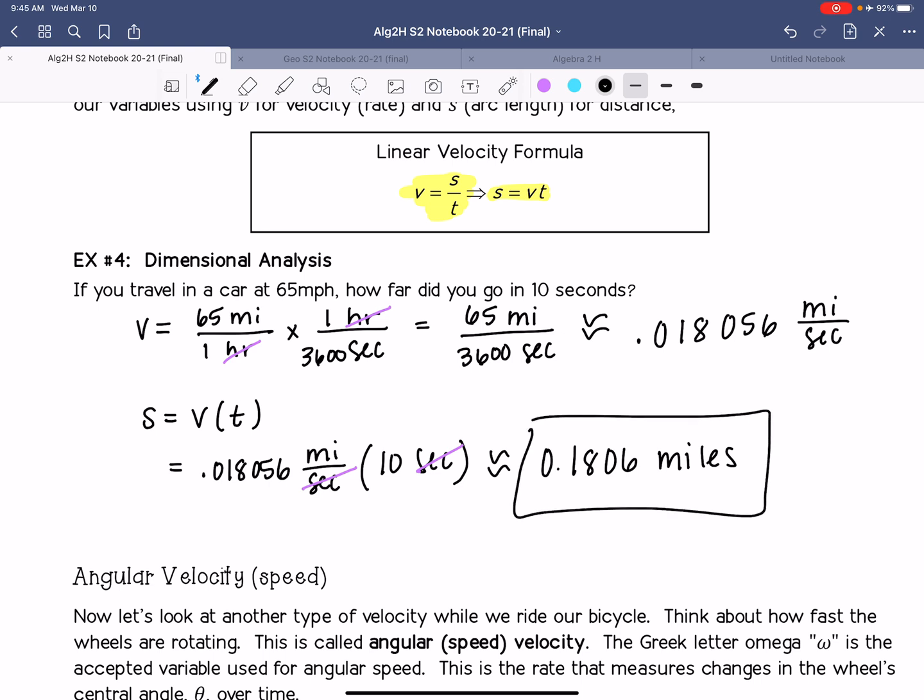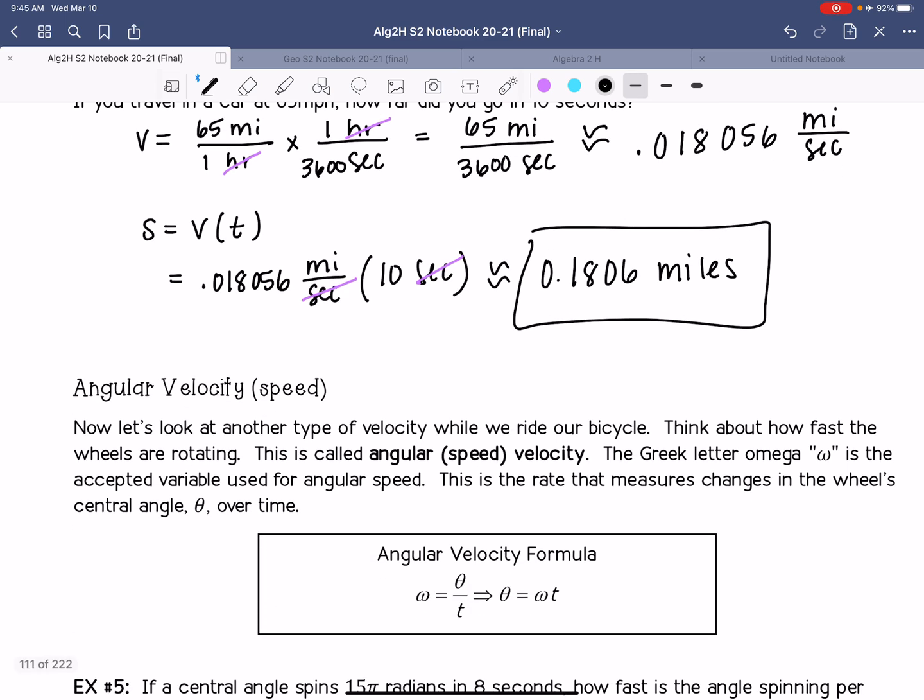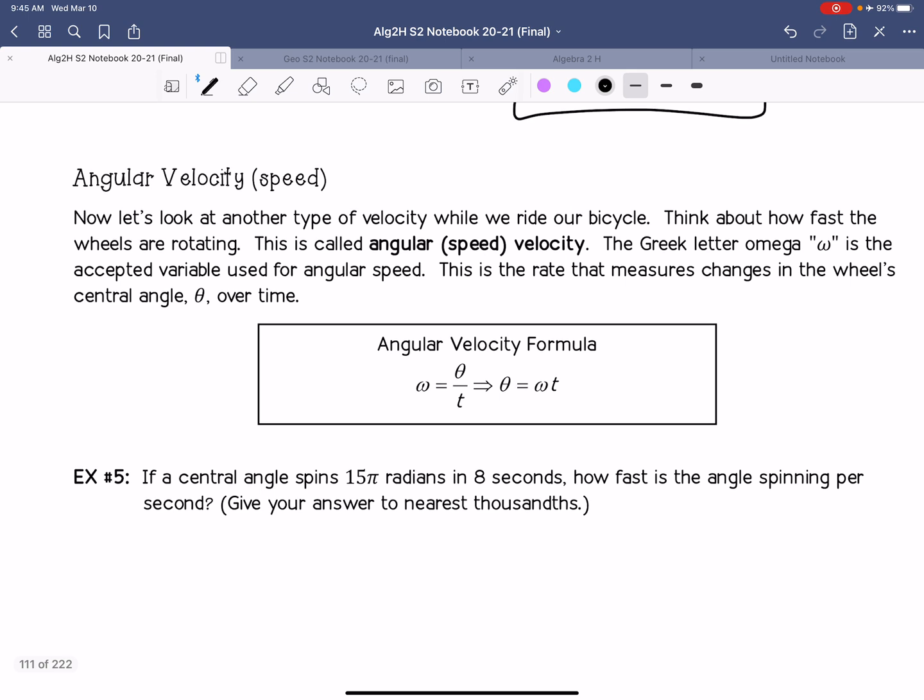So that's approximately how far I would go. Okay, so that's linear velocity, and then we have angular velocity. Now let's look at another type of velocity while we ride our bike. Think about how fast the wheels are rotating. This is called angular speed or velocity.